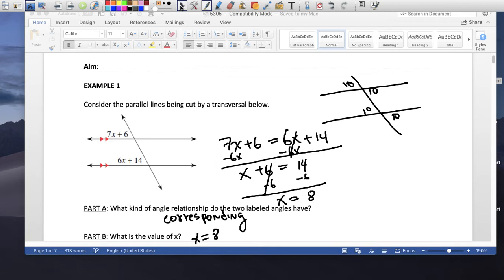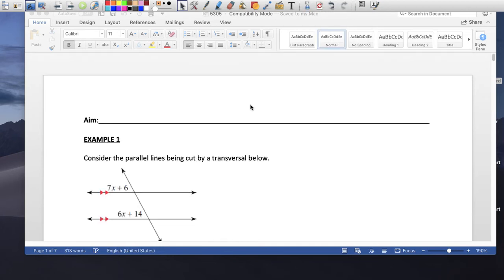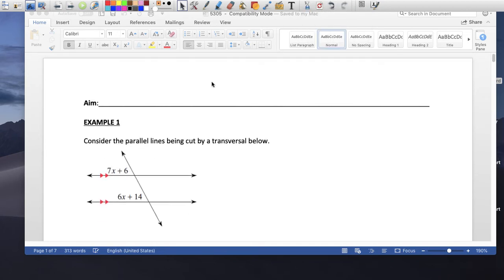Question 2. So now, although I didn't finish, I know x equals 8. So I can take this, right? 7 times 8 plus 6. 7 times 8 is 56, plus 6 equals 62. So the angle is 62, right? Which makes this also 62 because they're the same.